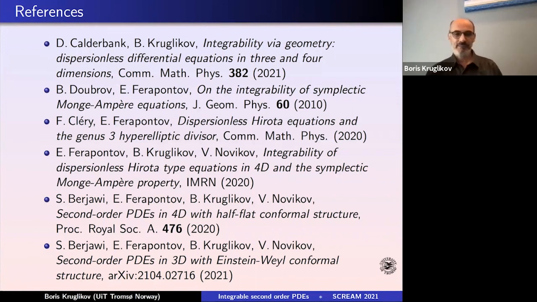Any questions for Boris? In which dimensions are there complete classifications for the Monge-Ampere case? Well, Monge-Ampere in 3D, for Hirota type, they just have to be linear, not interesting. In 4D, the classification over C, which has to be elaborated over R, but that's not difficult, is due to Doubrov and Ferapontov.